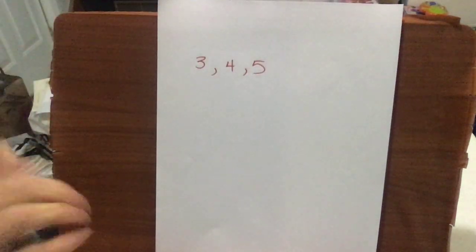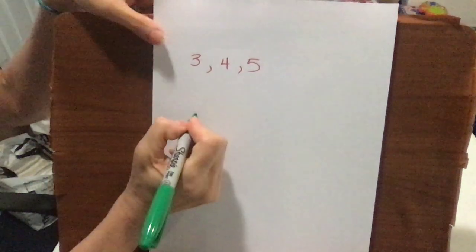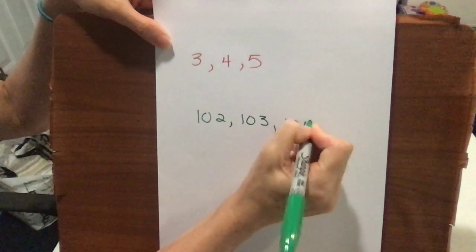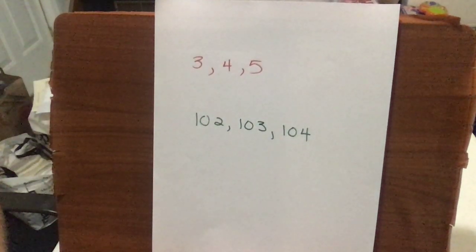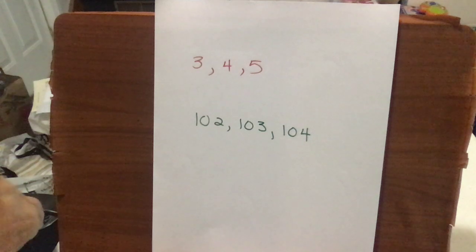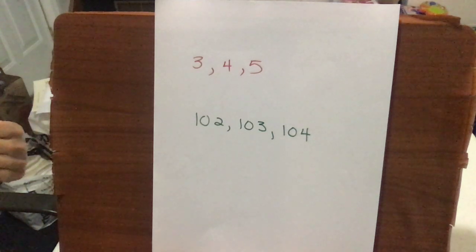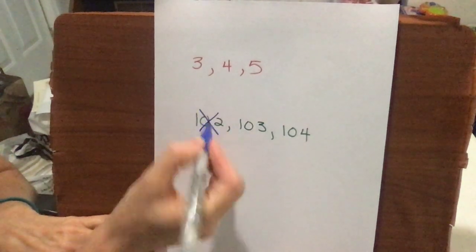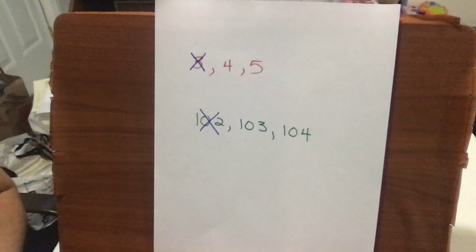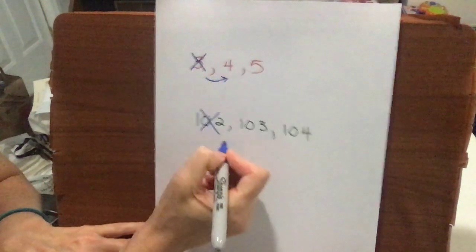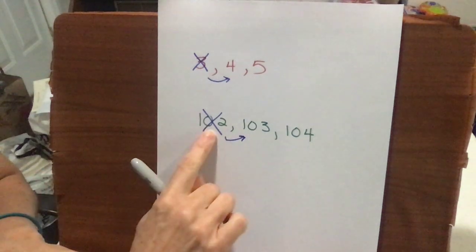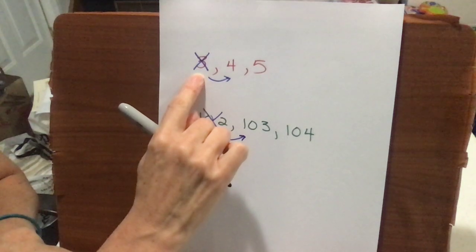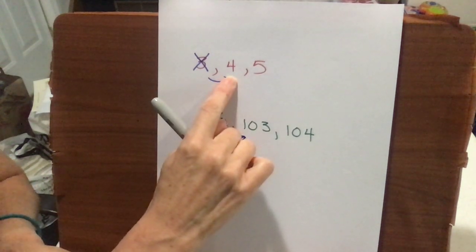Another set of three consecutive integers could be 102, 103, 104. So when we're setting up a word problem, we don't know any of the integers involved in the problem. So we always make the first integer x. And then we have to look at how we would get the next integer. Well, when it was 102, we would add 1 to get 103. If it were 3, we would have added 1 to get the next consecutive integer of 4.